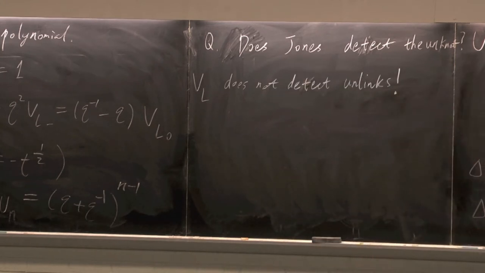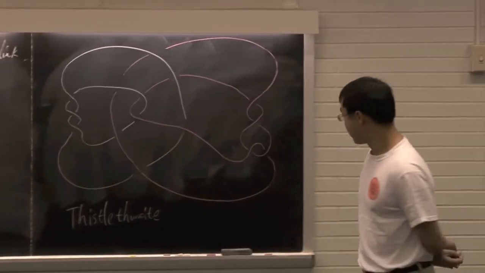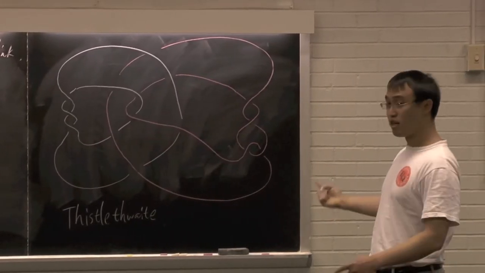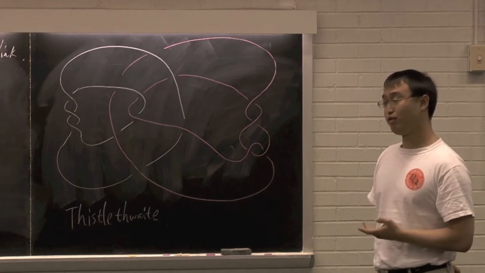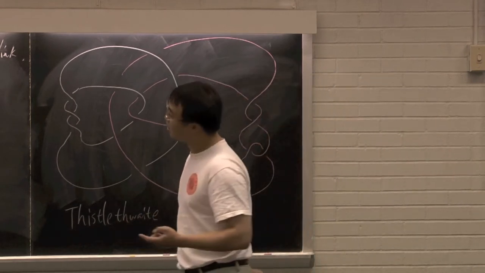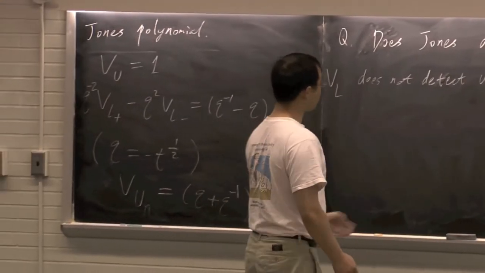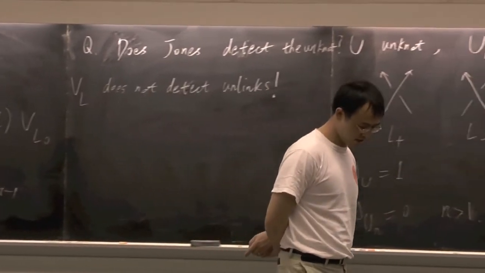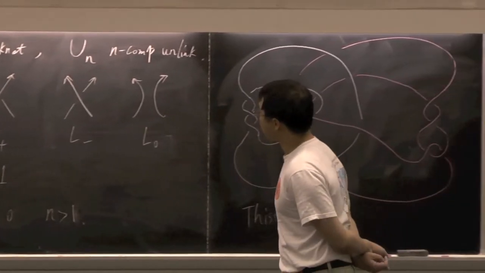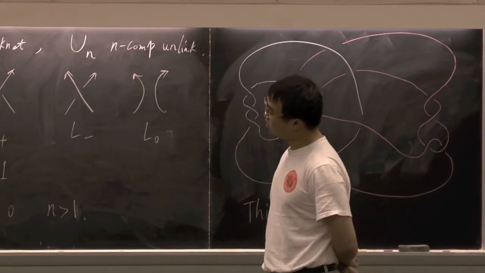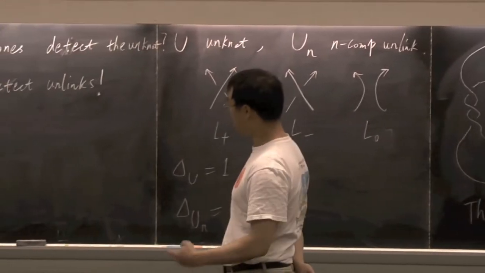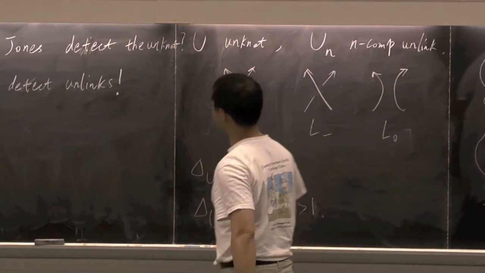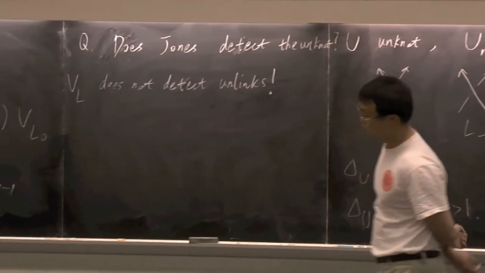Okay, so here is the example given by Thistlethwaite. This is a two-component link, and it's a non-trivial link. But if you compute the Jones polynomial of this link, then it's the same as the Jones polynomial of the two-component unlink. So the Jones polynomial does not detect unlinks. So for these two polynomials, we basically know they don't detect the unknot or unlinks, except for the case of the Jones polynomial and the unknot. So this question is still open.